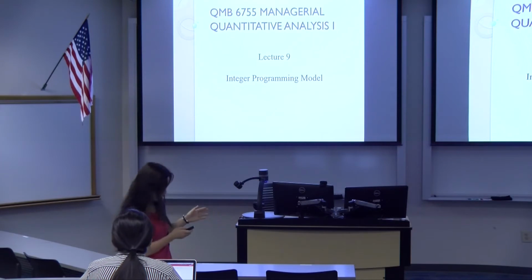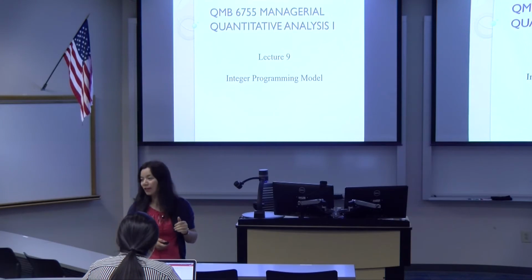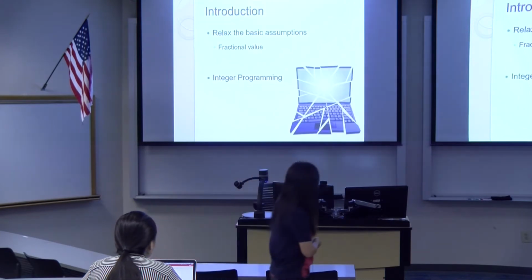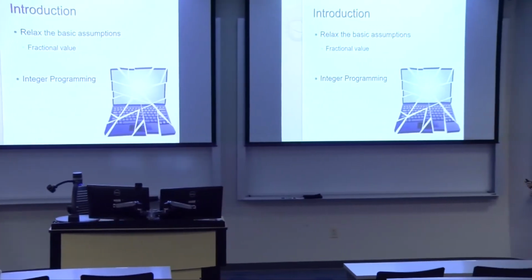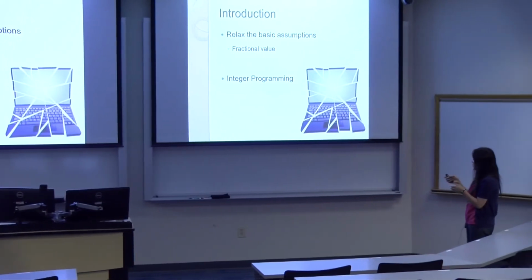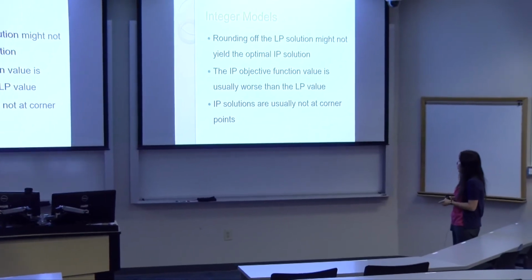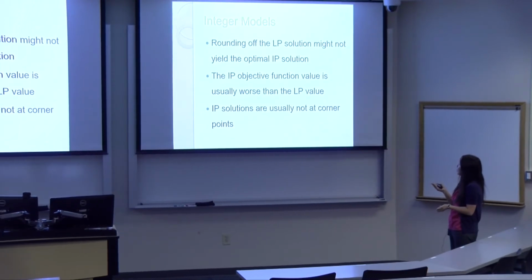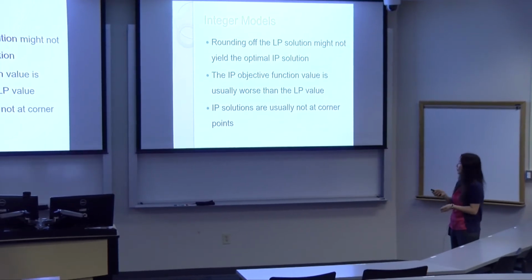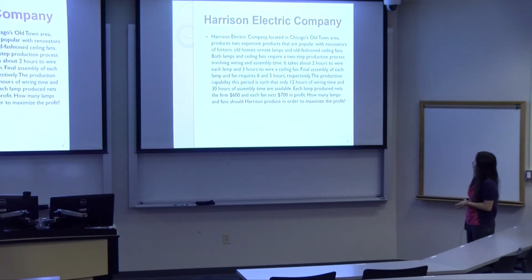However, let's look at one example, to see if rounding up or rounding down the solution would give you a good one. So this is what I'm talking about. If you relax the basic assumption of fractional values, that's for linear programming, then for integer programming, you would think of rounding off the LP solution. However, the rounding solution typically will not give you the optimal solution. And the IP solutions are usually not at corner points. So let's look at this example.